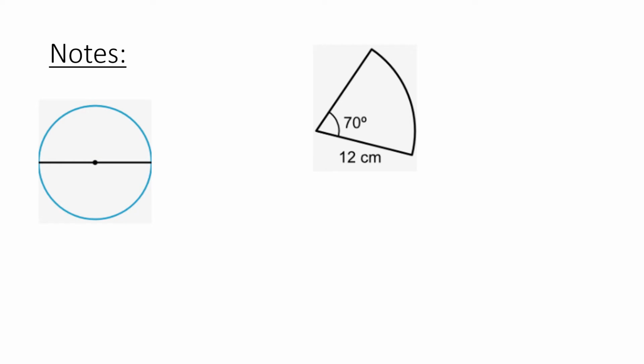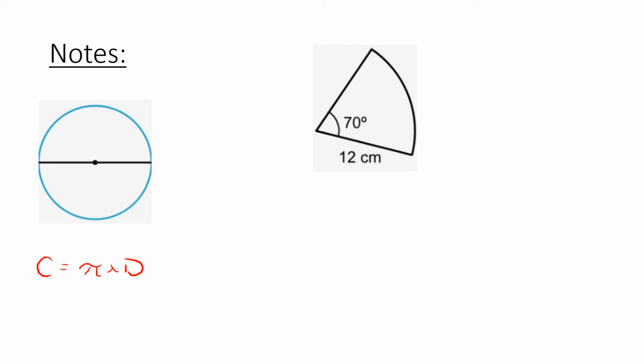Hey everyone, so today's lesson is on arc length. First thing I want you to recall is how to find the circumference of a circle. Remember the formula: C is equal to pi times diameter, pi times d.